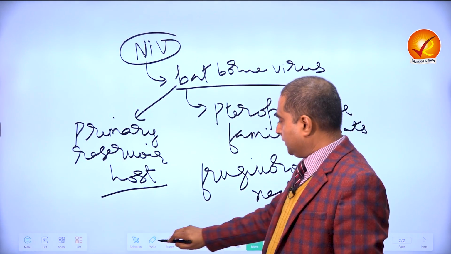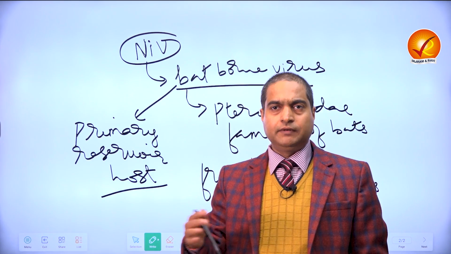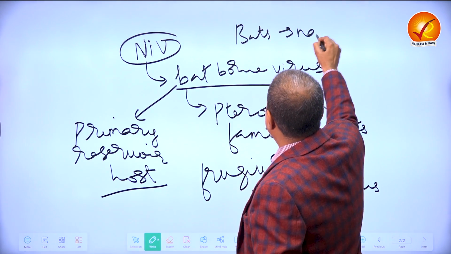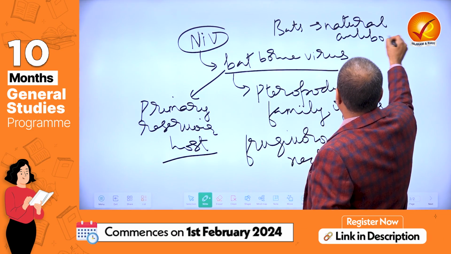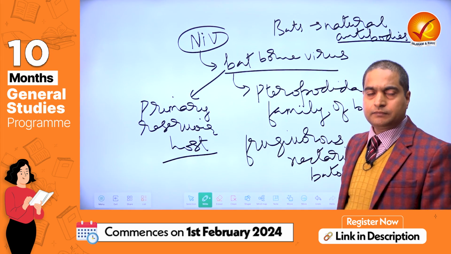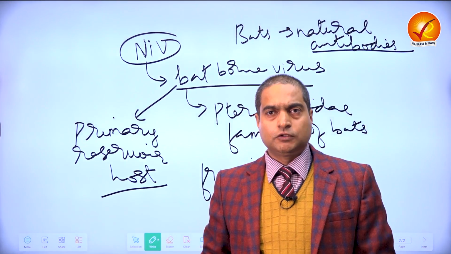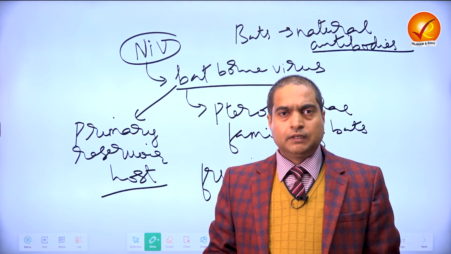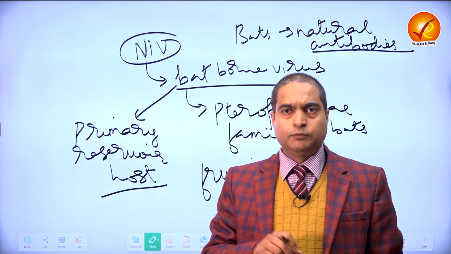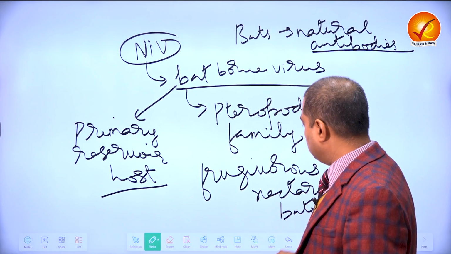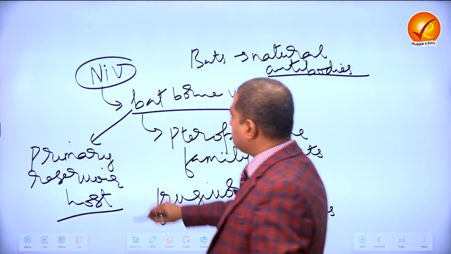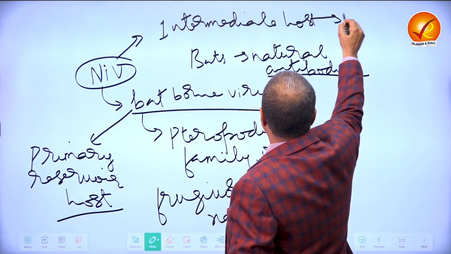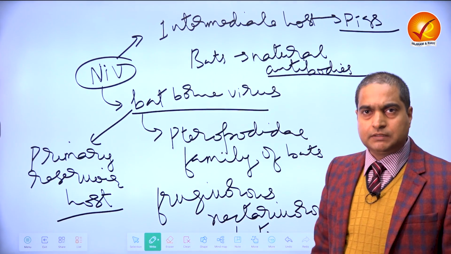Primary reservoir host means the virus has adapted to live in the body of the bats, and bats have natural antibodies against the virus, due to which bats do not fall sick in the presence of the virus. The virus may multiply in their body, faster or slower depending upon the immunity of the bats. However, the presence of the virus in the body of bats will not affect the bats, so they do not develop signs and symptoms. Now, for the Nipah virus, the intermediate hosts are pigs.